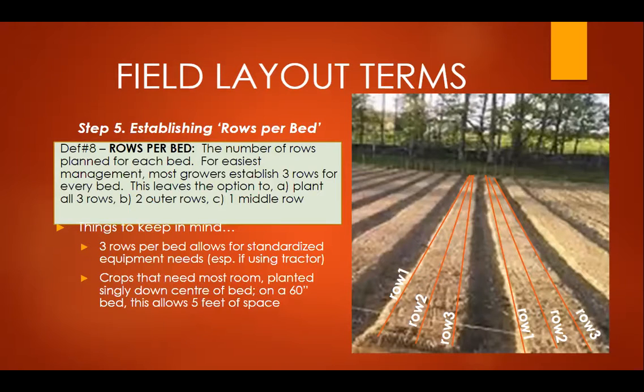Or you have the option of planting 1 middle row for plants that get very big and robust, such as tomatoes, squash, cucumbers, things that trail and vine and that kind of stuff. So it's up to the grower to decide if you're going to be planting 1 row, 2 rows, or 3 rows for every bed. But every bed is capable of having up to 3 rows.